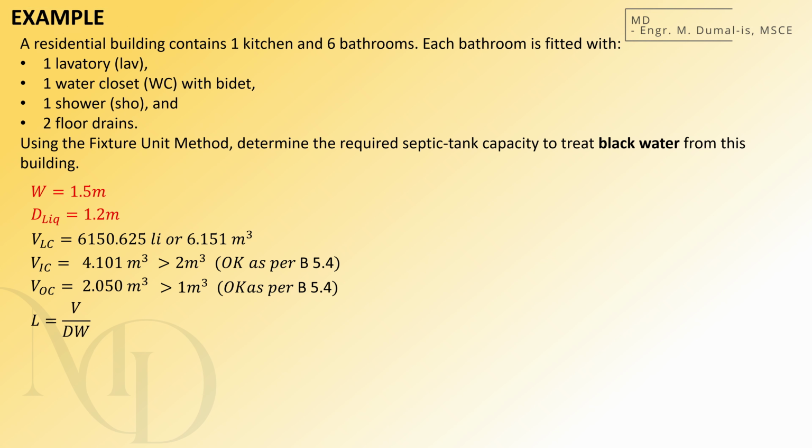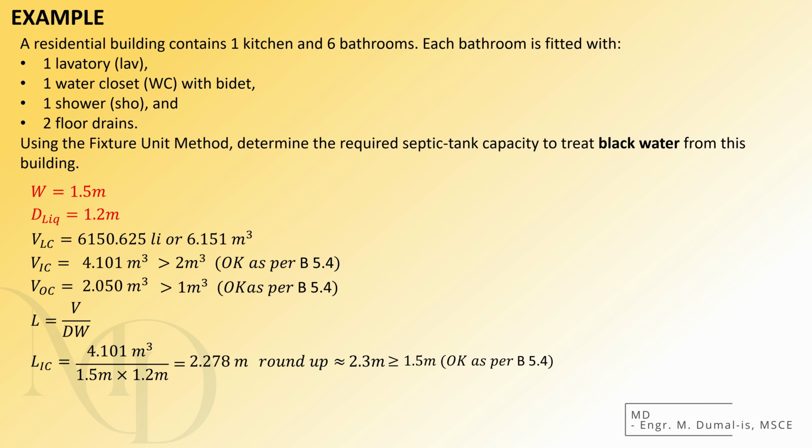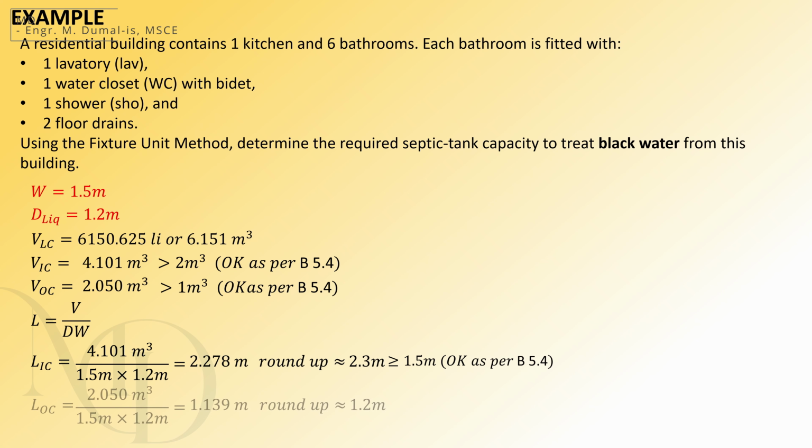And so, to solve for the compartment length, we divide the volume by the assumed depth and width. The inlet length is computed to be 2.278 meters, which when rounded up becomes 2.3 meters. This must then be compared to the code requirement of 1.5 meters. If the value is smaller than 1.5, we adopt 1.5 meters. The outlet compartment length is 1.139 meters, which we can conveniently take as 1.2 meters.